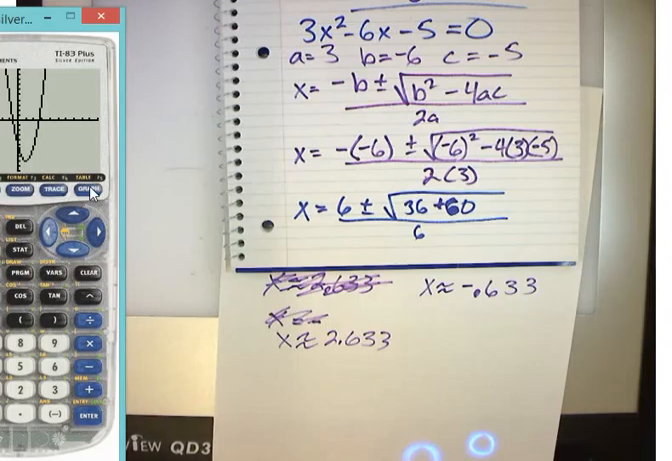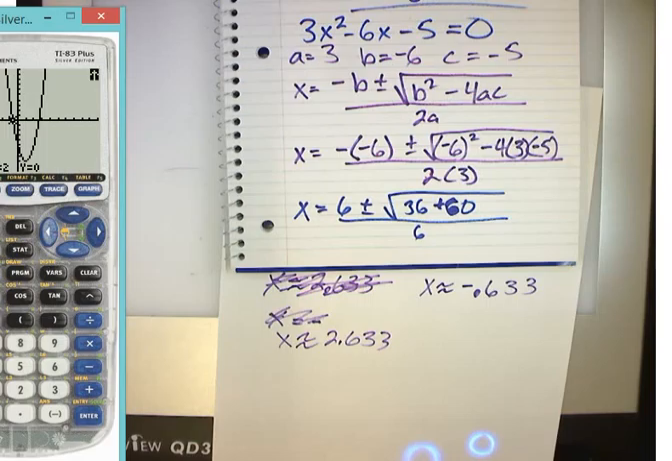Now our answers that we came up with were 2.633 and negative 0.633. So let's calculate that. If I hit second, trace, come down to find or calculate the zeros. I want to go a little bit to the left of this boundary. Whoops, that's right on it, isn't it? Enter. I want to go a little bit to the right of the intercept, and then I want to try to get as close as I can to the intercept. And sure enough, it's negative 0.633.